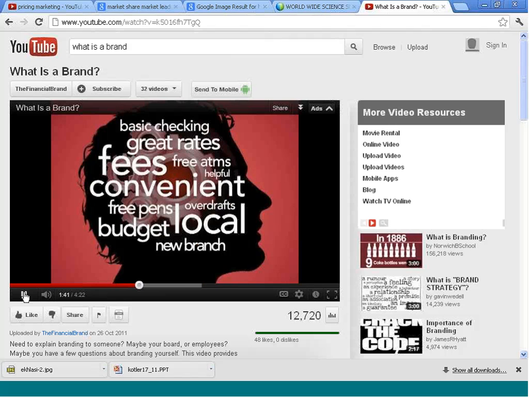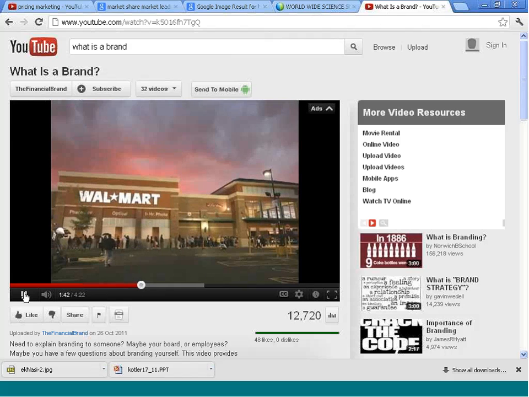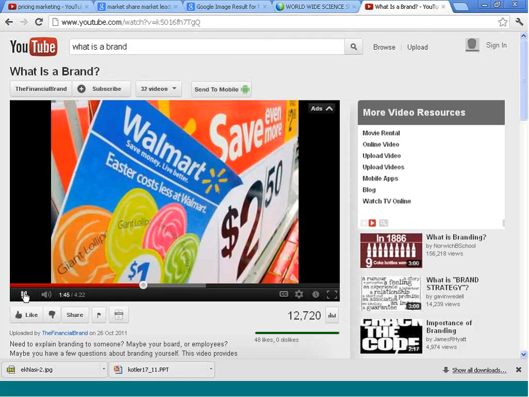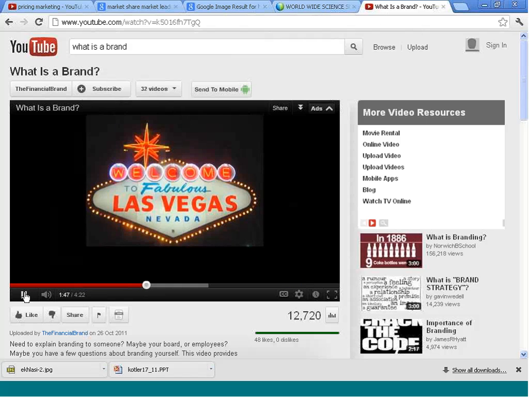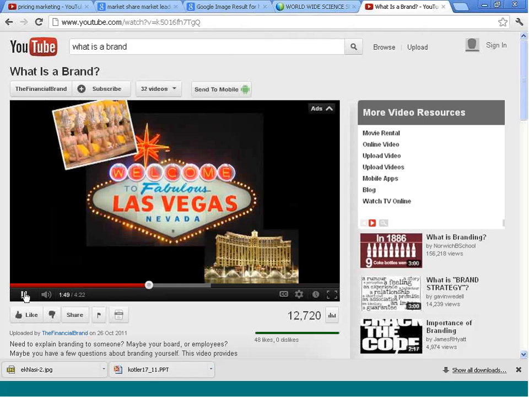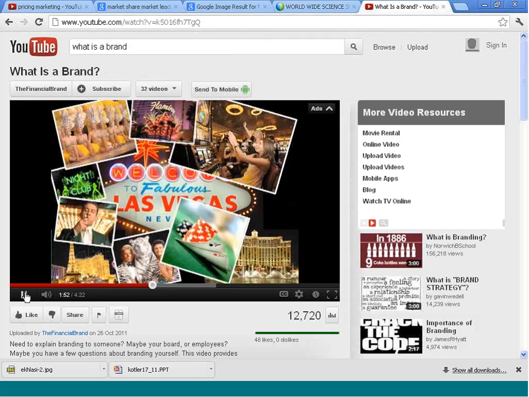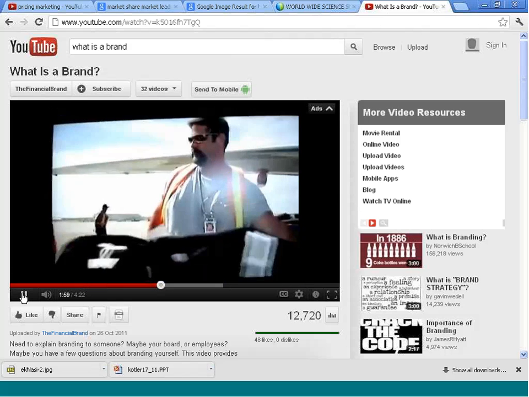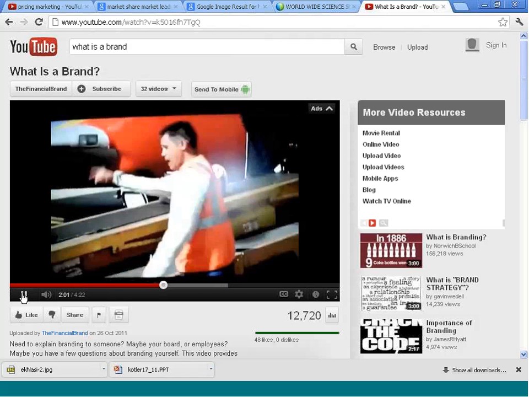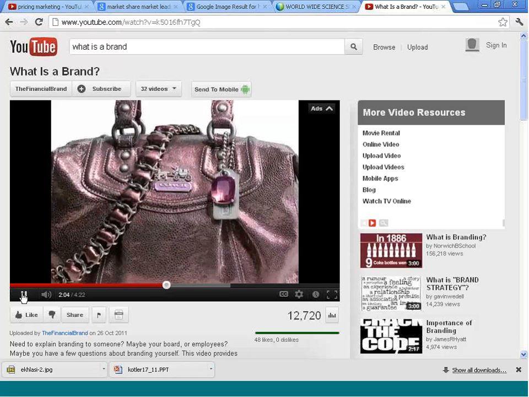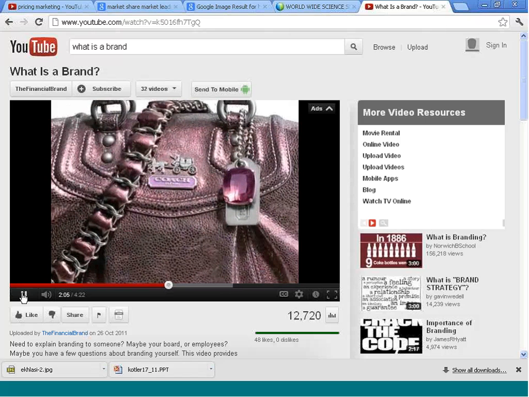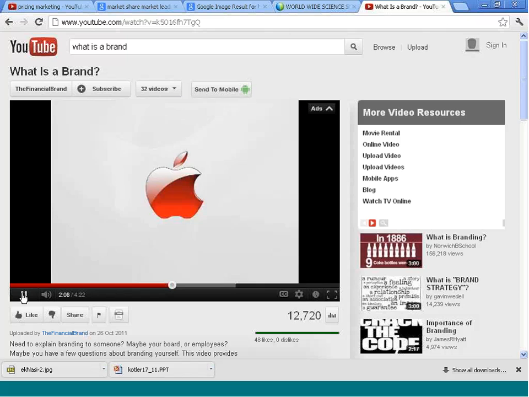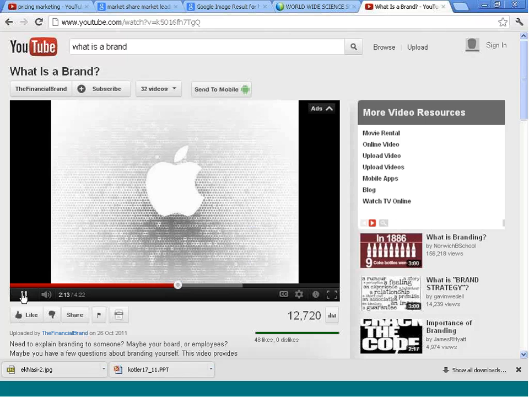For instance, Walmart is known for its low prices and wide selection. If I say Las Vegas, a subconscious rush of memories, experiences, and associations come flooding into your brain. This is the Vegas brand. Southwest Airlines is regarded as the cheap bus of the skies, with a quirky, fun personality. Coach is associated with its high-end luxury handbags. Apple is cool, creative, hip, intuitive, innovative, and stylish.